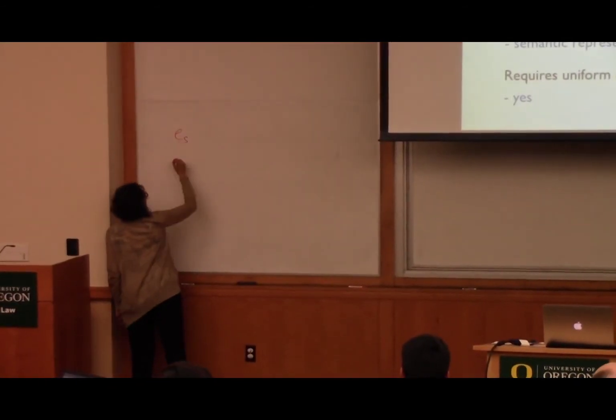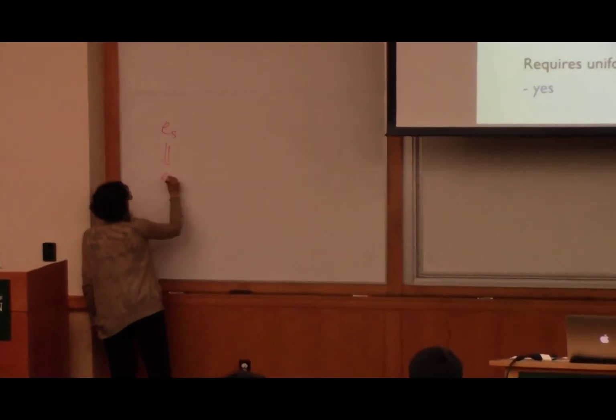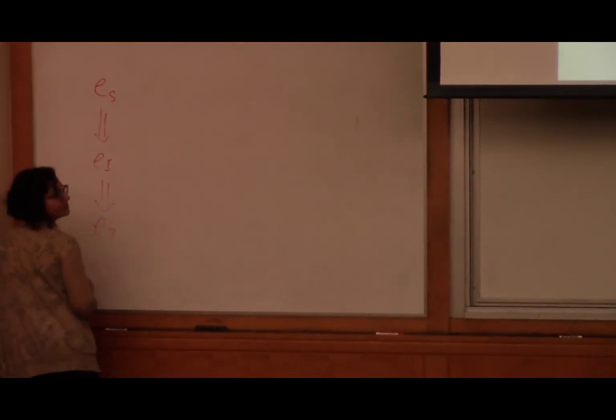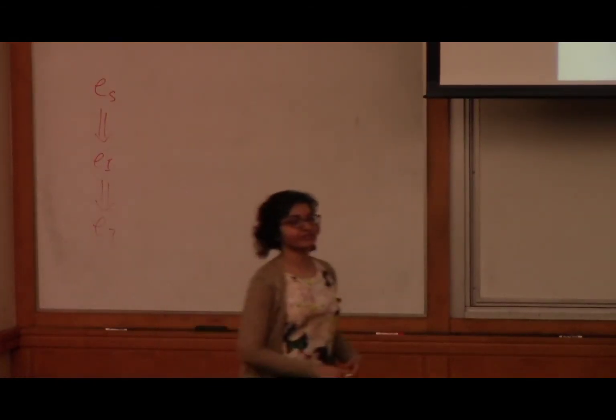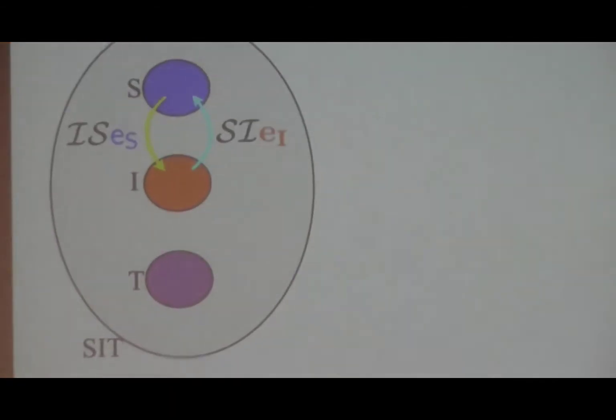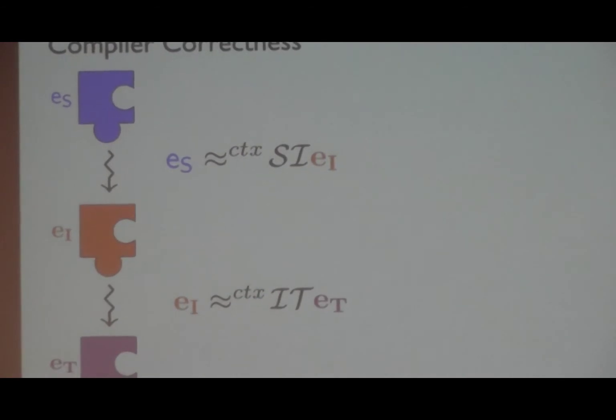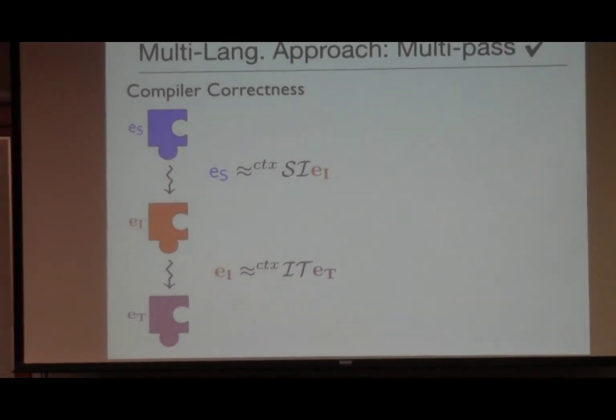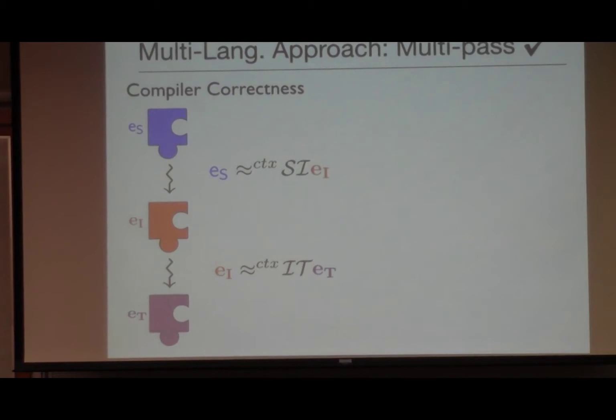So remember I said ES is getting compiled to EI, which is getting compiled to ET, right? And that transitivity, I can just show you the transitivity slide that I had, because the message is there. All of these contextual squiggly symbols, the subscript on them should be the multi-language, SIT. This is SIT contextual equivalence, right? If I don't use the big entire multi-language contextual equivalence for every single pass, I don't get this.